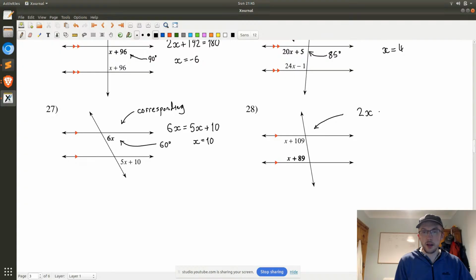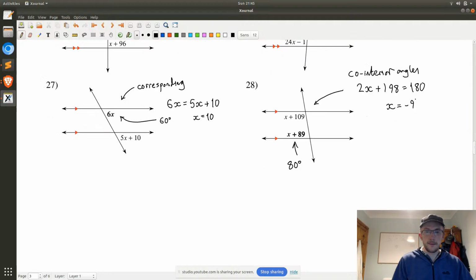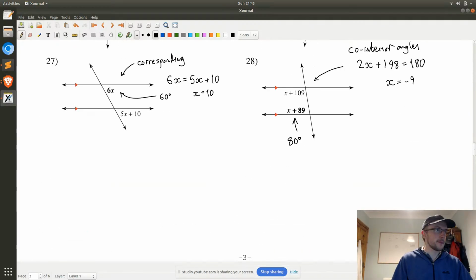They're consecutive interior angles. And so 2x plus 198 equals 180. And so x equals -9. And so this angle here is 80 degrees. But it's because they are co-interior or consecutive interior angles. Okay. Now to check.